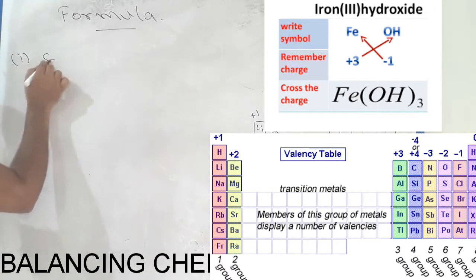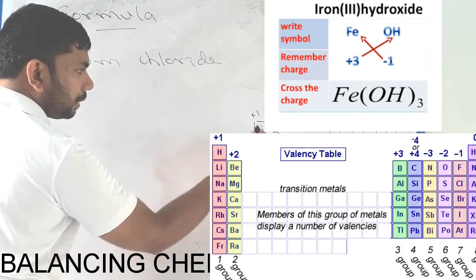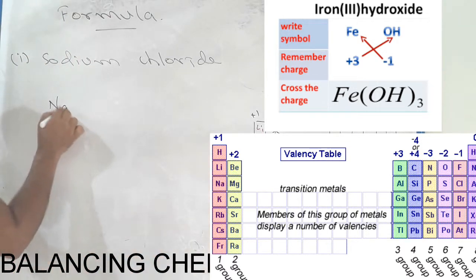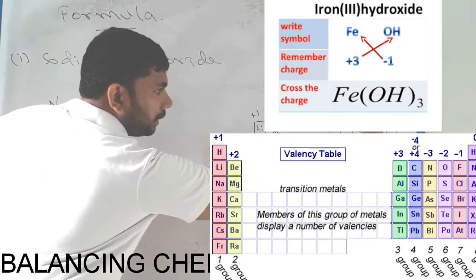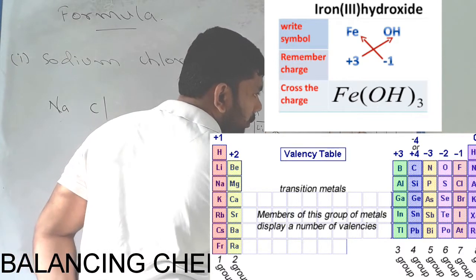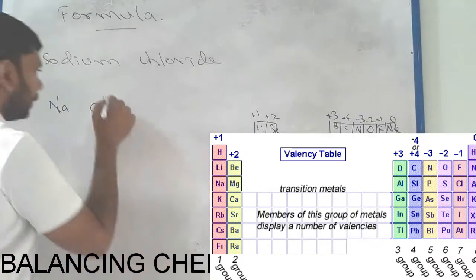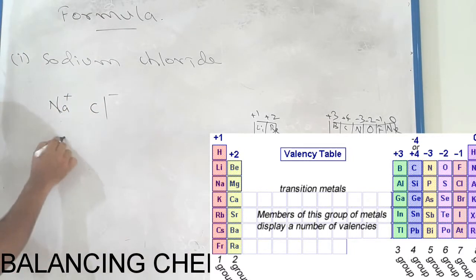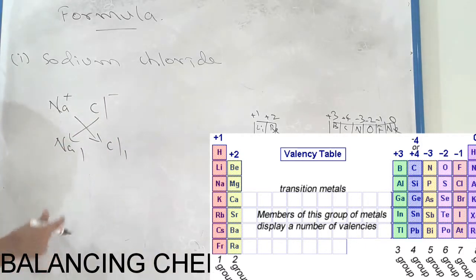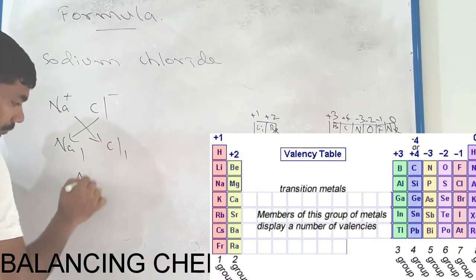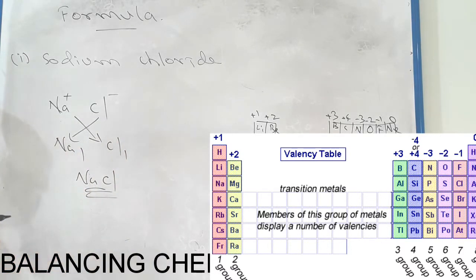Here first example, sodium chloride. How to make the formula for sodium chloride? Use your periodic table. Sodium is Na, and chlorine is Cl. From the periodic table we can understand sodium is plus 1. Chlorine comes after fluorine, and it is minus 1. So write it again, sodium and chlorine. Sodium is plus 1, chlorine minus 1. So 1, 1. The formula is NaCl, no need to write 1. So the formula of sodium chloride is NaCl. Clear?